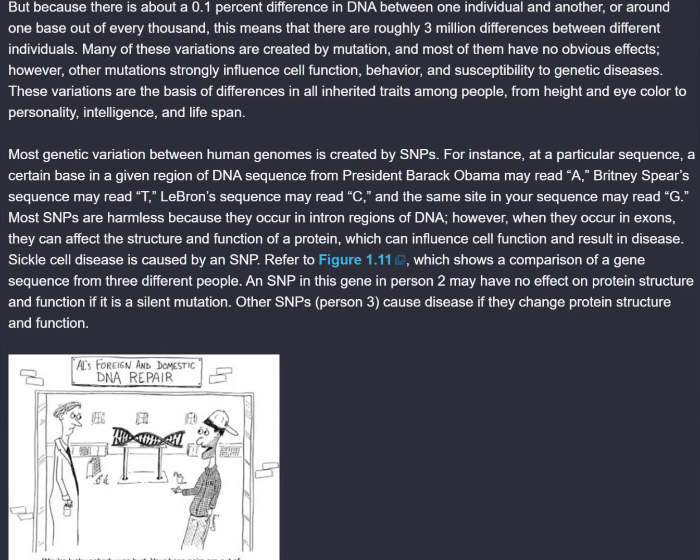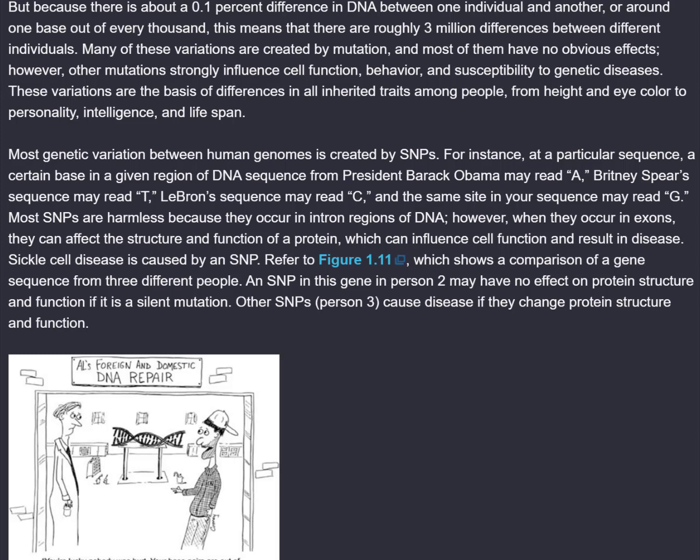But because there is about a 0.1% difference in DNA between one individual and another, or around 1 base out of every 1,000, this means that there are roughly 3 million differences between different individuals. Many of these variations are created by mutation, and most of them have no obvious effects. However, other mutations strongly influence cell function, behavior, and susceptibility to genetic diseases.